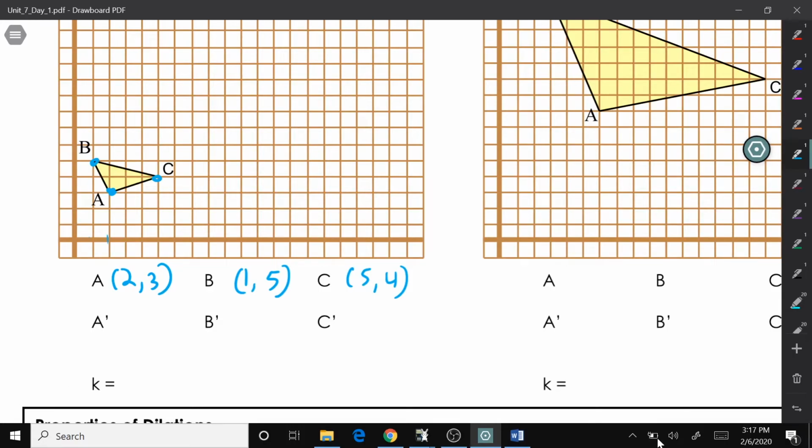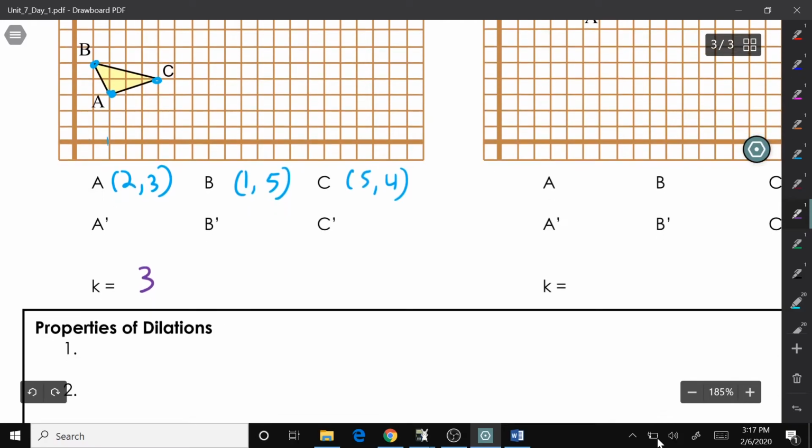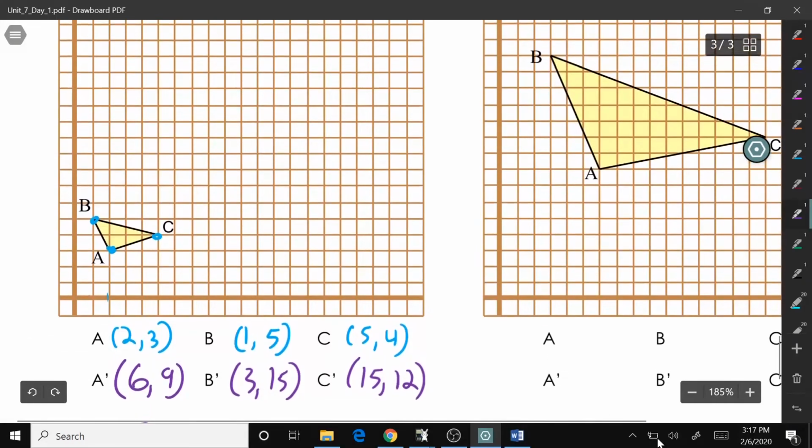So now we're going to multiply each coordinate by our scale factor, which was 3, given to us in the original problem. So A prime, remember that this notation is called A prime. 2 times 3 is 6. 3 times 3 is 9. 1 times 3 is 3. 5 times 3 is 15. Then multiply the x and y by 3. We get our points. So then we can plot those points.